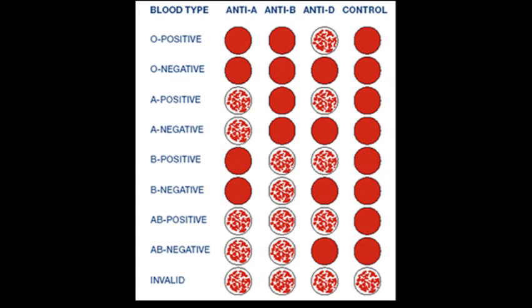Let's go back to our blood typing picture and compare the results for patient C to blood type B positive. See, no clumping for anti-A antibodies and clumping for anti-B and anti-Rh antibodies.